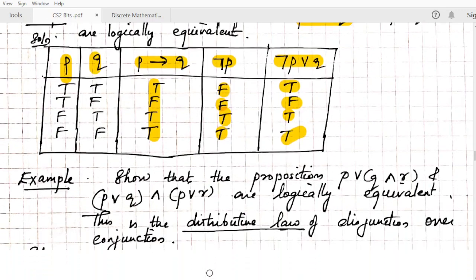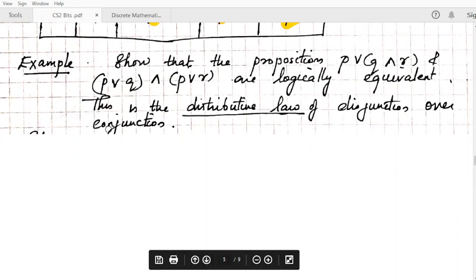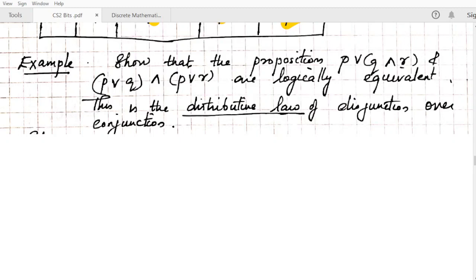So next we have another example for logically equivalent propositions. We are going to show that the proposition P or (Q and R), and (P or Q) and (P or R), are logically equivalent. This is known as the distributive law of disjunction. Okay, so we know what a disjunction is, right? Disjunction means this OR operation. Conjunction means the AND operation. So the distributive law of disjunction is the distributive law of the OR operation.